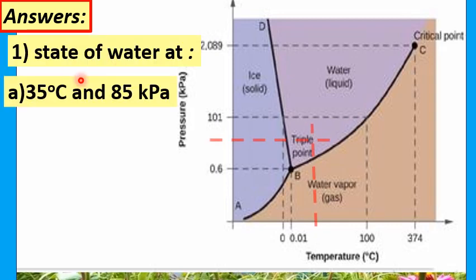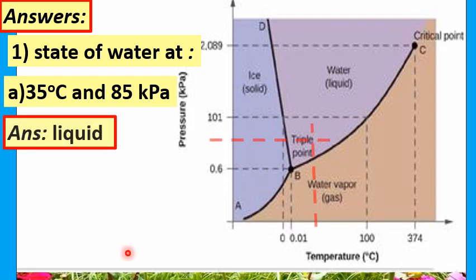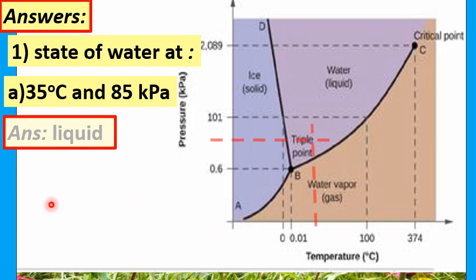So for question number 1A, what is the state of water at a temperature of 35 degrees Celsius and pressure 85 kilopascal? All right, so we just locate in the graph where these quantities intersect, all right, as highlighted here now. So, water is in liquid state at these conditions, all right?